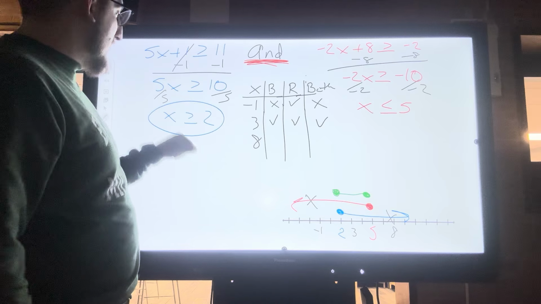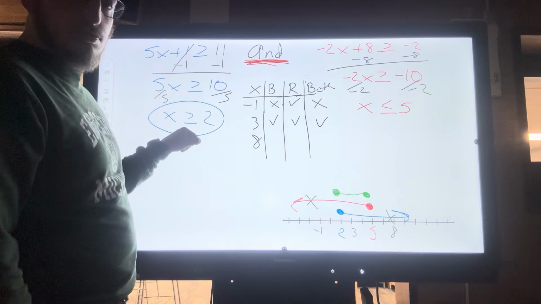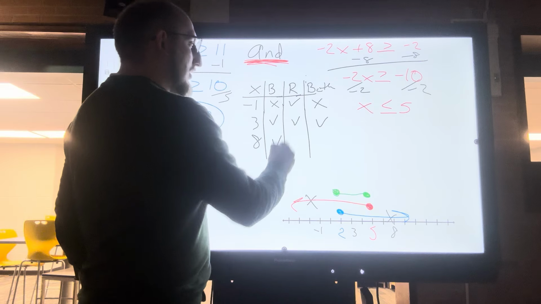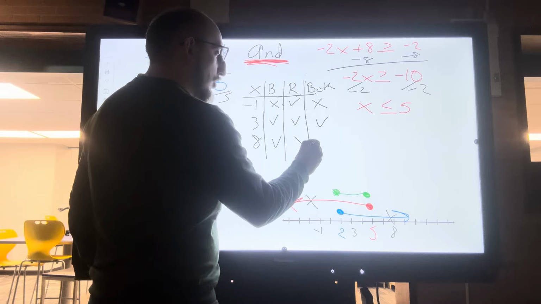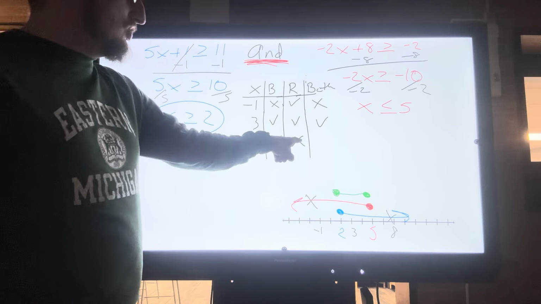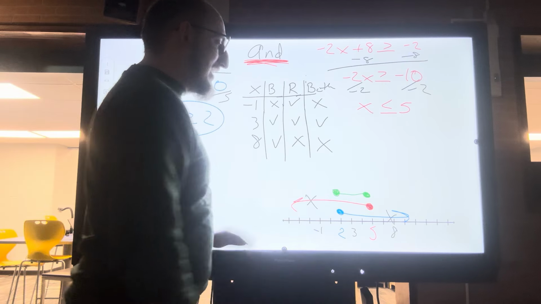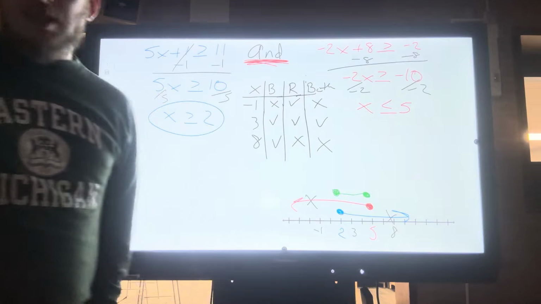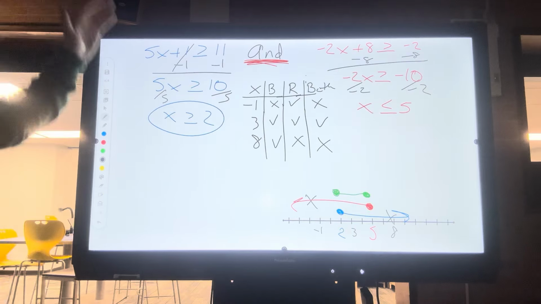And lastly, 8. Is 8 greater than 2? Check. Is it less than 5? No. So will it fit both conditions? No. And that's why it's only on our blue line. And that's all we're checking. We're just checking to see if it hits both or not.